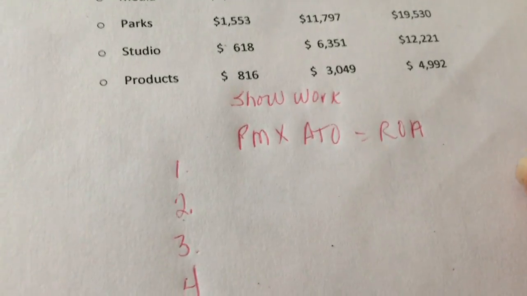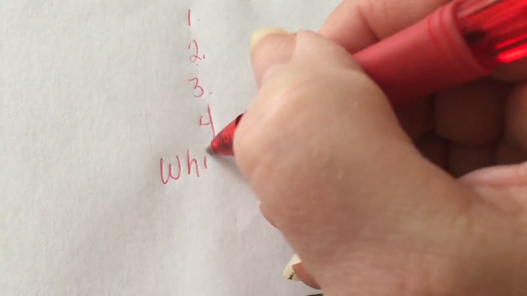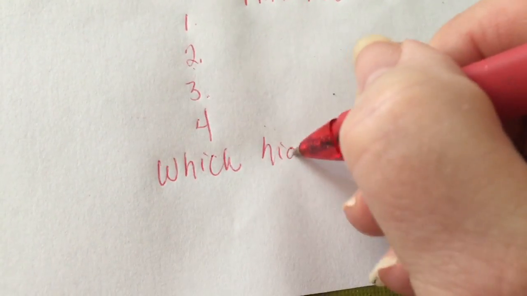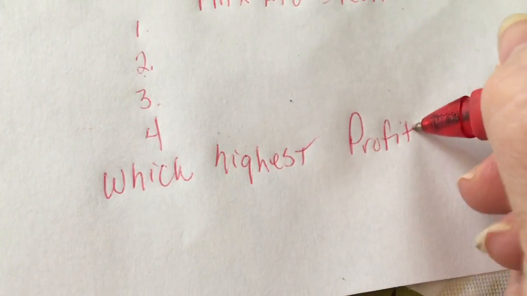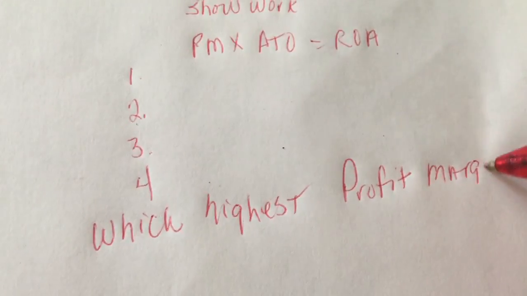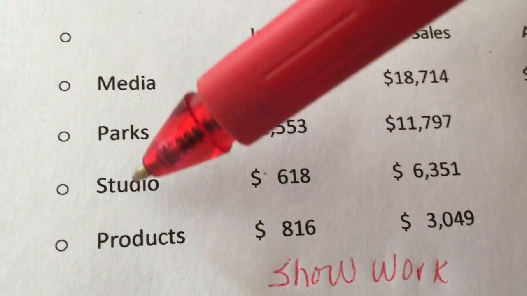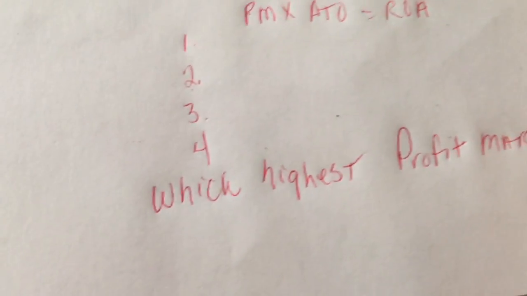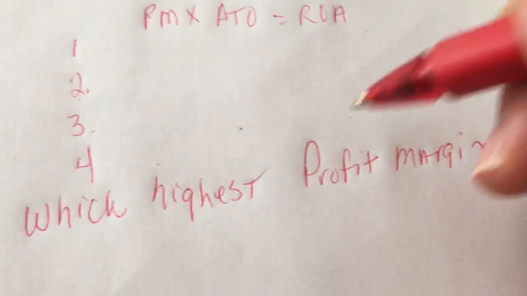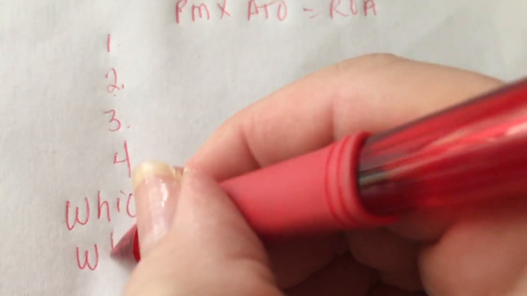And then I want you to take a look at those numbers and tell me this: which has the highest profit margin? Which of these 4 divisions? Because you're looking at Disney, you're looking at the media, you're looking at their parks, you're looking at the studios and the products that they sell. If we're evaluating the managers in those divisions, which one has the highest profit margin? Which one's more profitable?